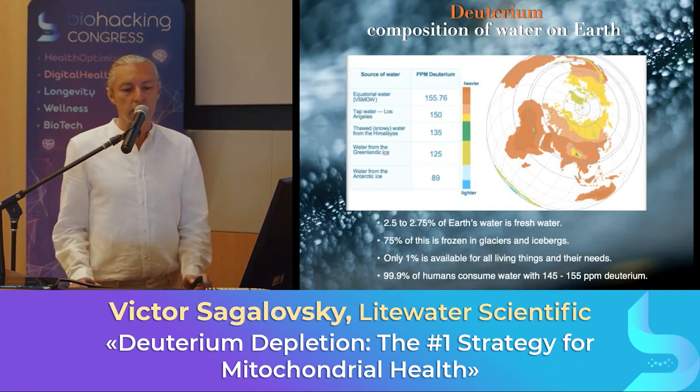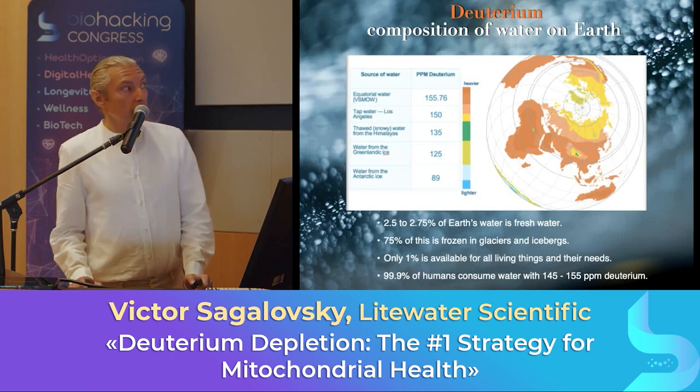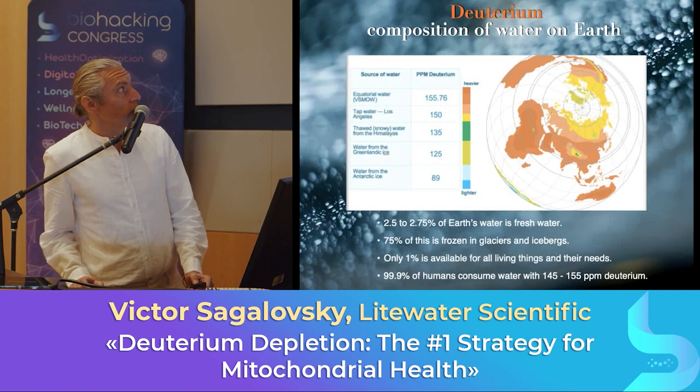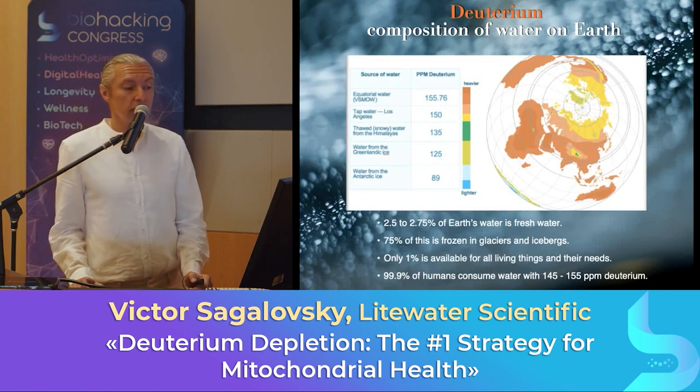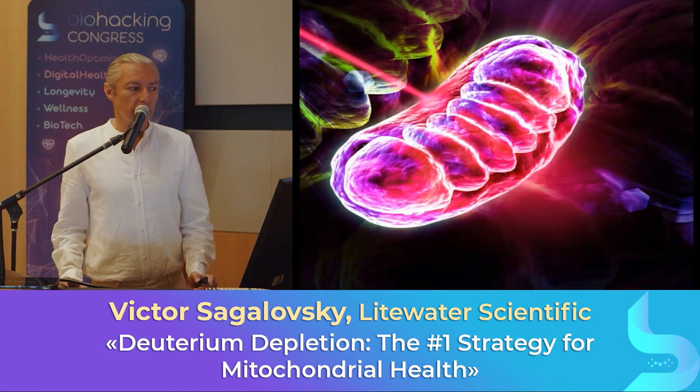So this is different around the planet. You can see on this chart where there are places where you have less deuterium on the planet, like Antarctica, and so some places you'll have less, and some places you'll have the average, which is 150.